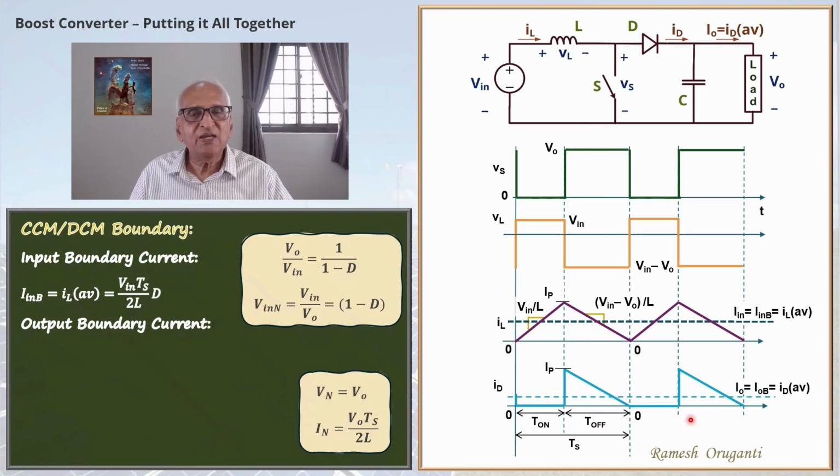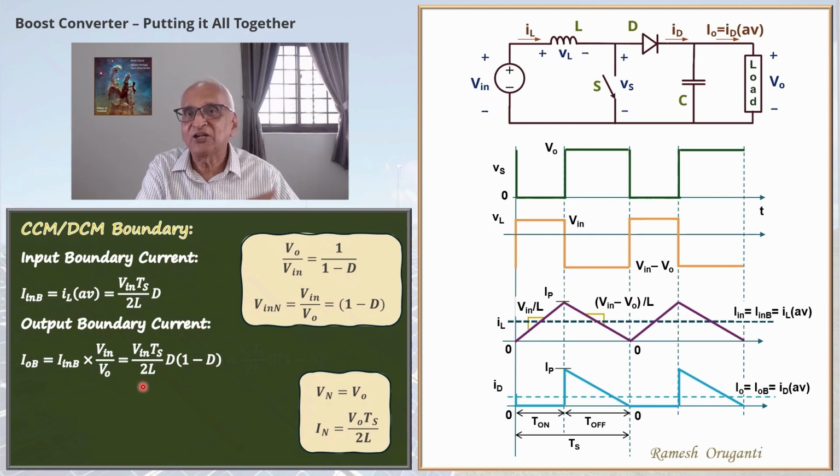Since we are assuming ideal operation without any power loss, the input power must be equal to the output power. So the boundary output current must be the input boundary current times V_in by V_o. And V_in by V_o is 1 minus D. So this will be V_in T_S by 2L D times 1 minus D. This is the boundary output current. If the load current is above this, you will have continuous conduction mode. If it is less than this, you will have discontinuous conduction mode.